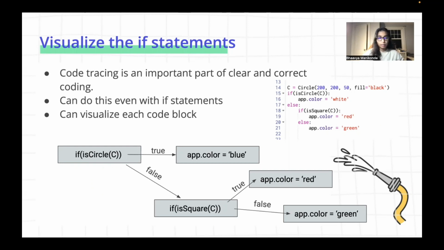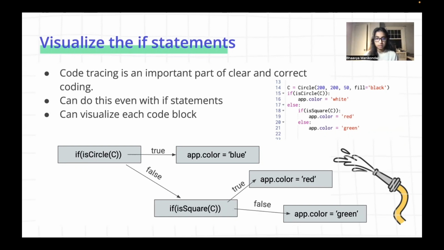If we look at our little map on the bottom, on the left it asks, is it a circle? If it's true, it'll draw an arrow to a certain code block, or if it's false, it will go to a completely different code block. So if it's true, app.color will equal blue or whatever the code says. If it's false, it would go to the else statement, because it is an if-else statement and there's no else to complicate it.